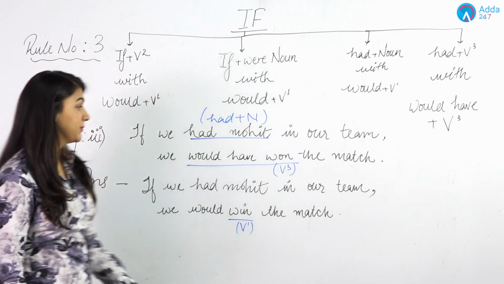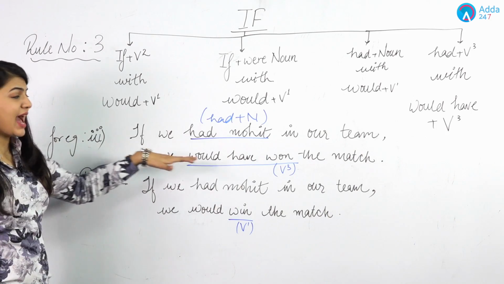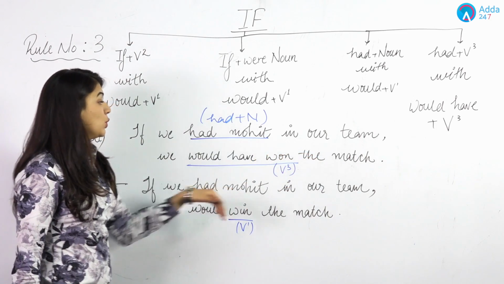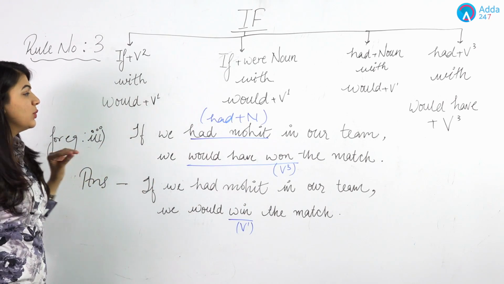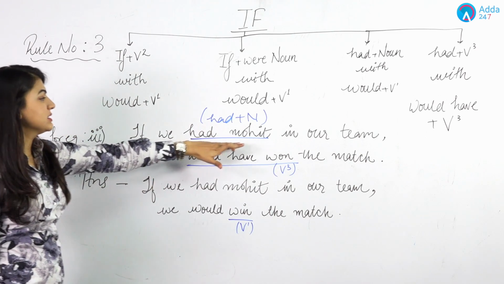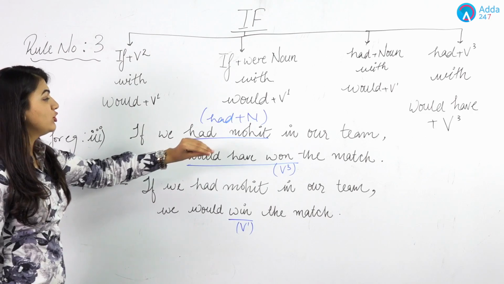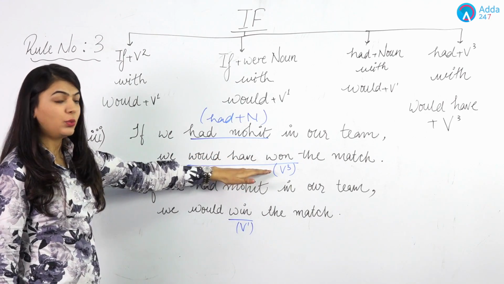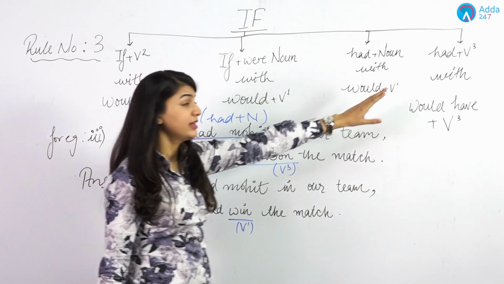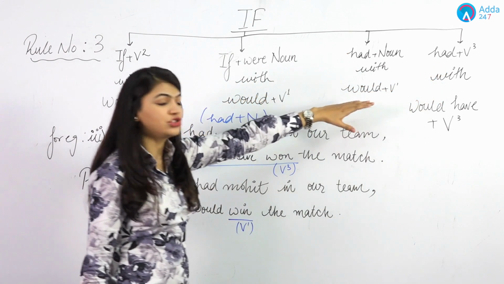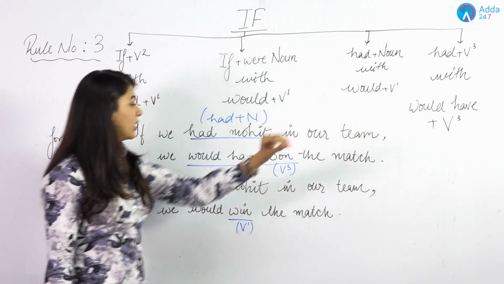In case 3, let's take an example. If we had Mohit in our team, we would have won the match. Here had plus noun is the case. We have to change it into would plus V1 form. We are talking about had plus noun, not had plus V3 form. So we have to change it into would plus V1.